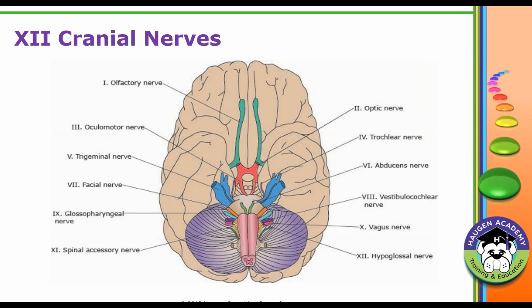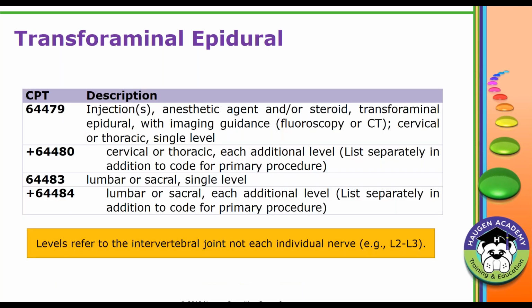And then moving on from the cranial nerves, we're going to talk about transforaminal epidural next. This injection is the administration of a long-acting steroid into the intervertebral foramen. So that's located on each side of the vertebrae, and it's where the nerve root exits the spinal column. So that's where the physician or provider is going to inject an anesthetic, or it could be a steroid, into the epidural space using that transforaminal approach, doing that with fluoroscopy or CT.